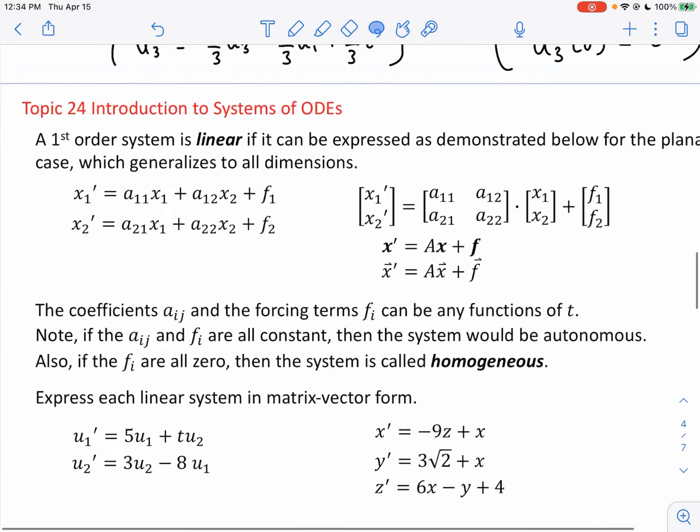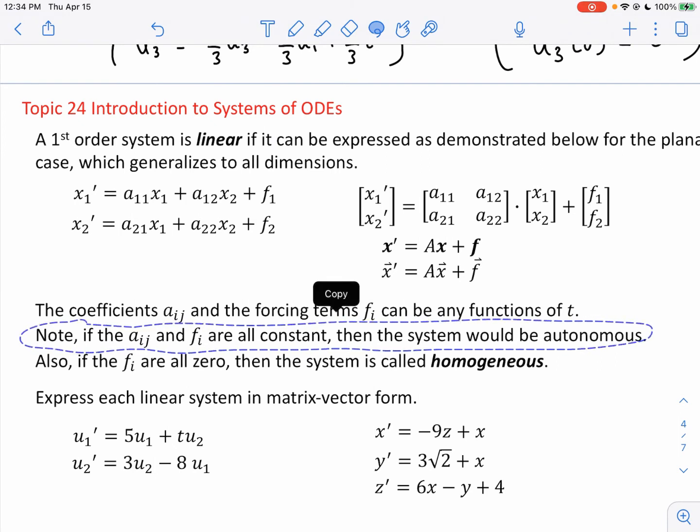Now, some comments on these coefficients. These coefficients, the a11, a12, a21, and a22, all the a sub ij's, and also the forcing terms, these are called the forcing terms, can be any functions of t. So these don't have to be constants. They could be functions of t. Same with those and same with these. Now, if they are constants, if all the coefficients and forcing terms are constant, then the system would be autonomous, because the independent variable t would not be explicitly stated anywhere.